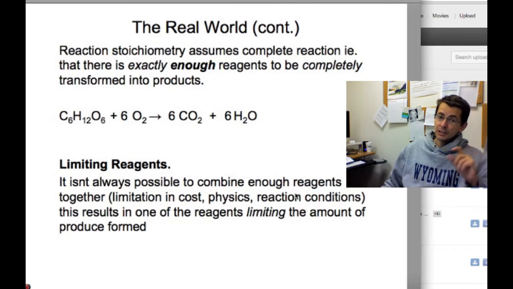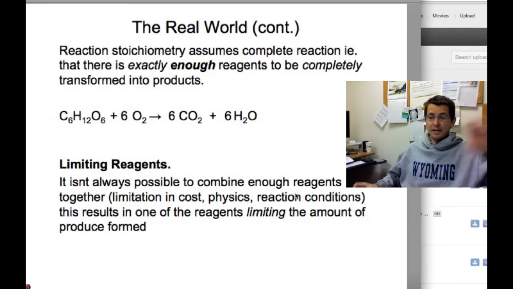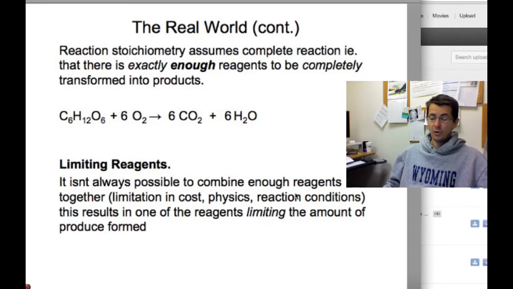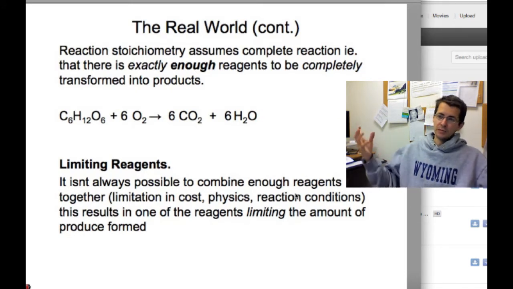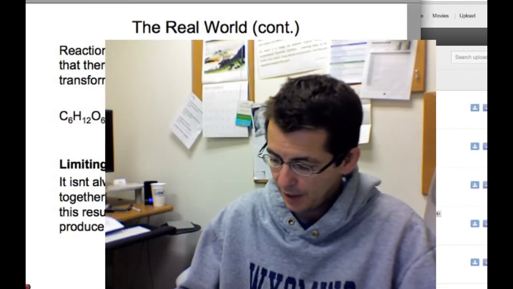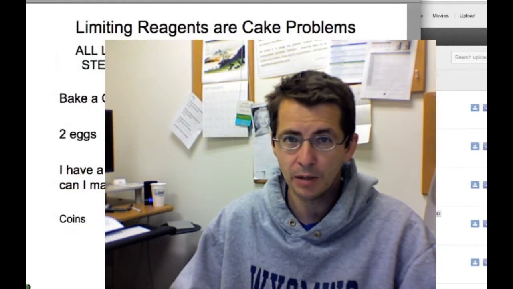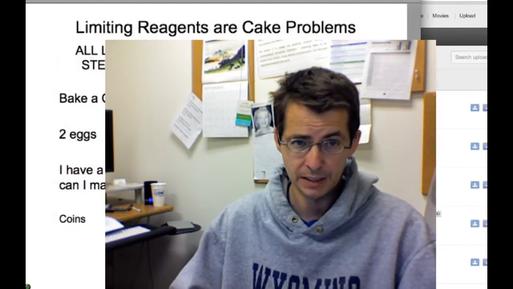It isn't always possible to combine enough reagents in the right stoichiometry, or we mix two things together and we can only really control the amount of one of them. And what happens is this limits how much product we can form. Now, limiting reagent is one name. I myself like to call them cake problems, because they're pieces of cake.